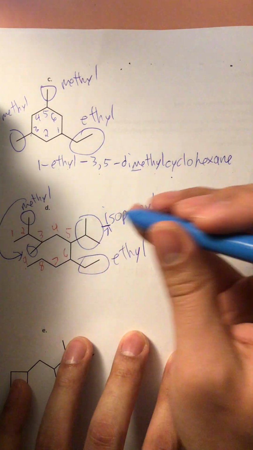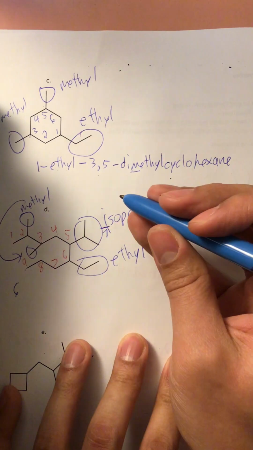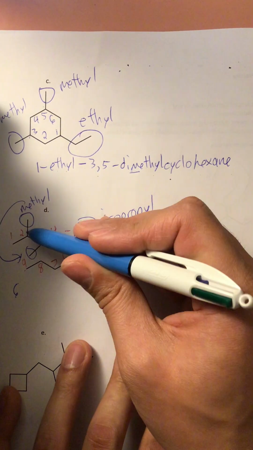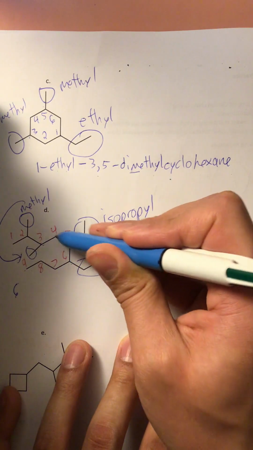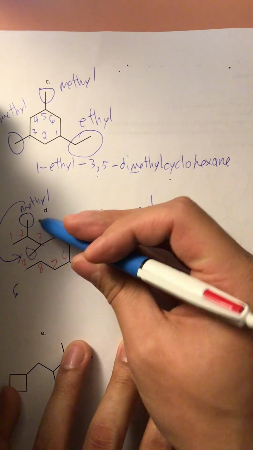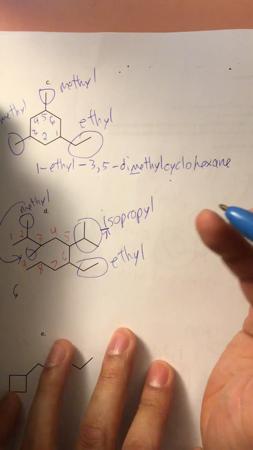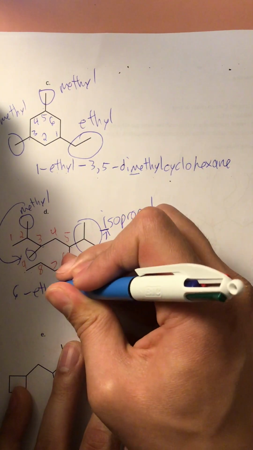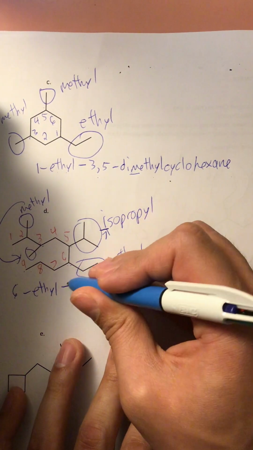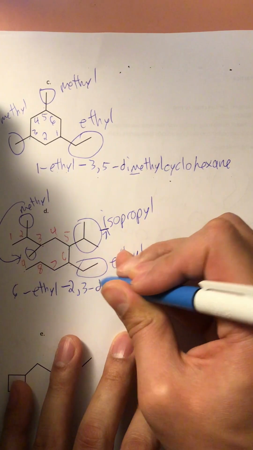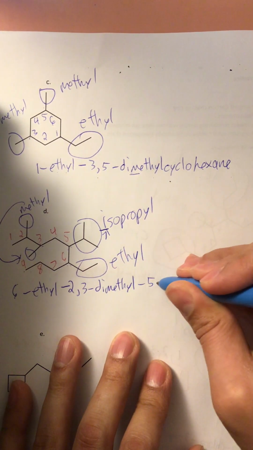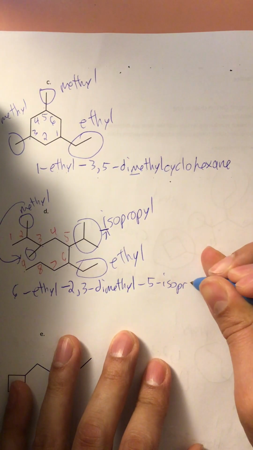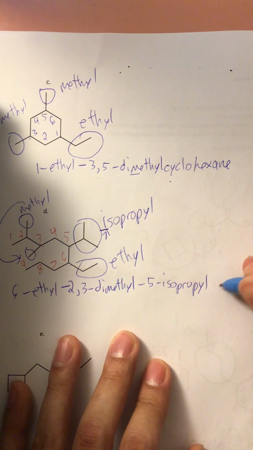All right, so this is going to be 6. Is this the right way? Yes, this is the right way because it's going to be 2, 3, 5, 6, as well as 4, 5, 7, 8. So this is the right way. So 6 ethyl, 2, 3 dimethyl, 5 isopropyl, and then you just do the name.